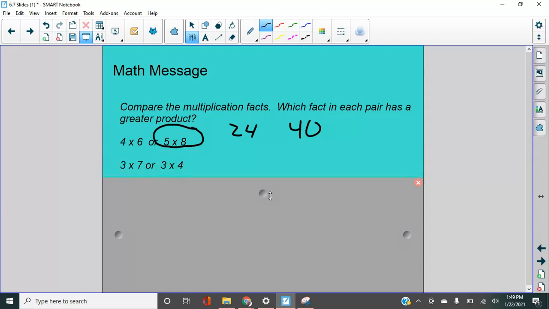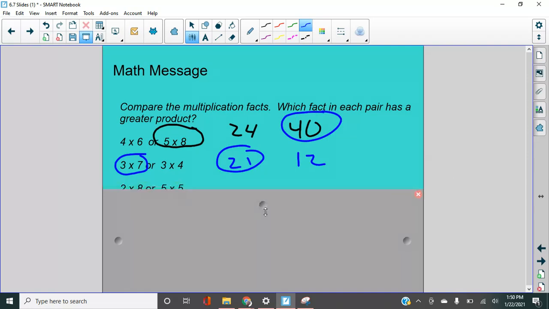How about this one? Which of those problems has a greater product? Did you say 3 times 7? 3 times 7 is correct. 3 times 7 is 21. 3 times 4 is 12. And this is more, just like that one was more.